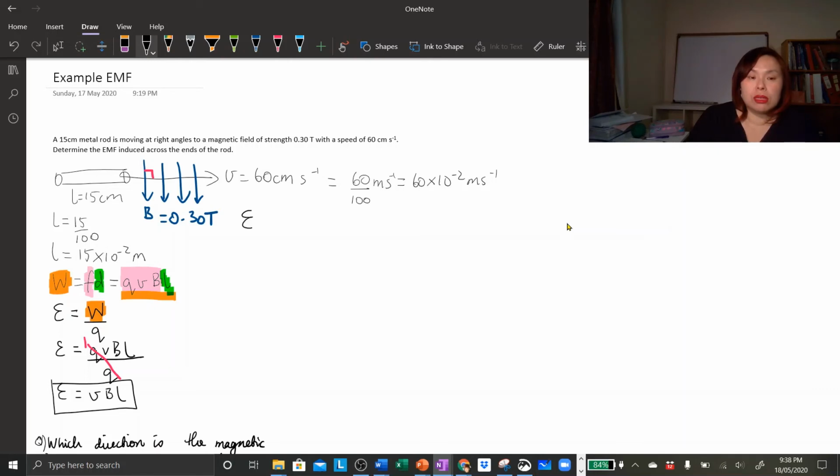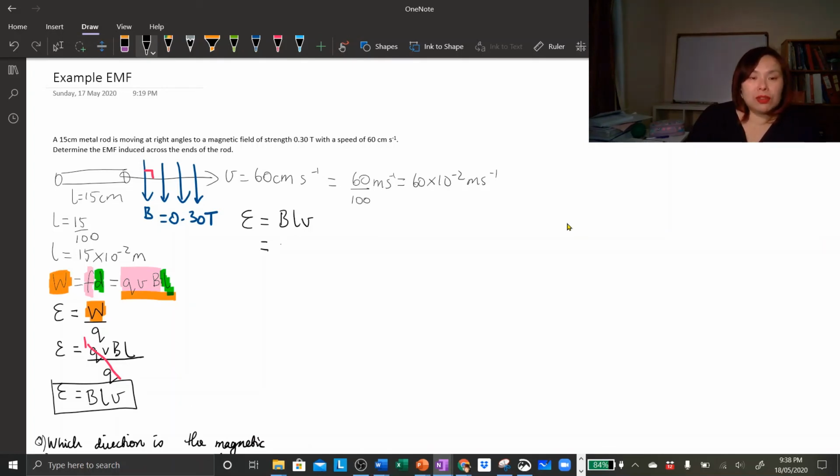So E equals VBL. Also I forgot to say, the electromotive force is often seen as the magnetic field strength multiplied by the length of the rod multiplied by the velocity at which the rod moves. So this is how you commonly see it.